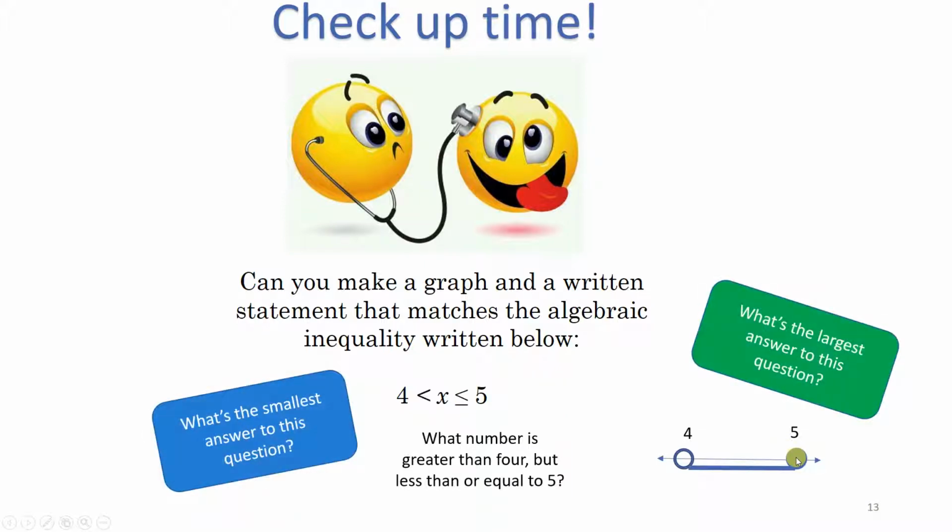Let me ask you a question. What are the smallest and largest numbers that are solutions to this? Do you know? Well, there's not a smallest, but it is bound. You can't go past 4. There is a biggest, 5. Did you get that right?